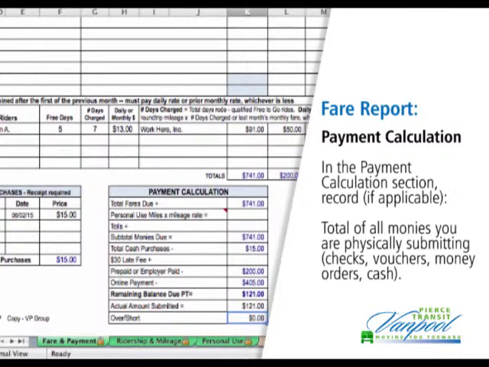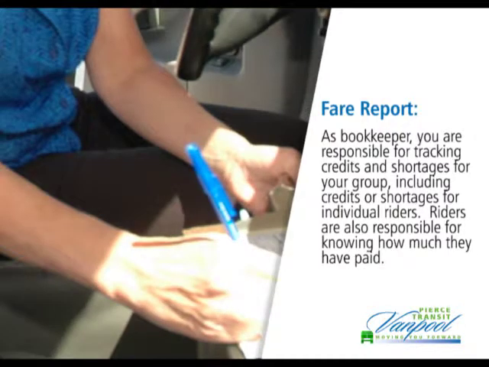Notice that the following fields auto-calculate: total fares due, subtotal monies due, total cash purchases, prepaid or employer paid amounts, online payment, remaining balance due Pierce Transit, and over short, which calculates whether your total payment is more or less than the amount due. Let's consider reasons your payment may be over or short.